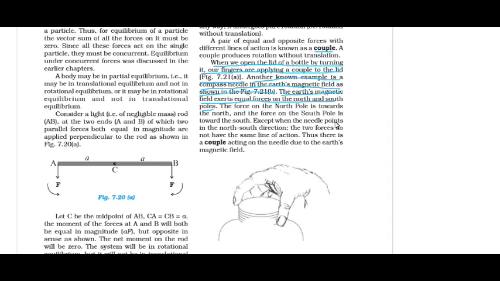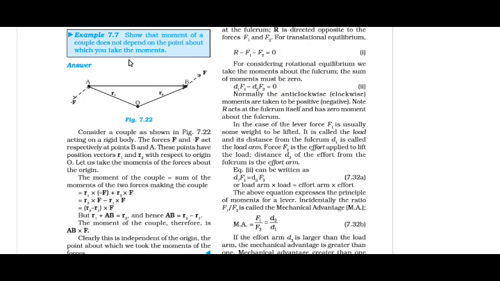So, examples of couples and their implementation, like opening the lid and like the compass, are important scientific reason questions which we should expect in our class exams. Let us solve one of the numerical examples, example 7.7. Show that the moment of a couple does not depend on the point about which you take the moment.